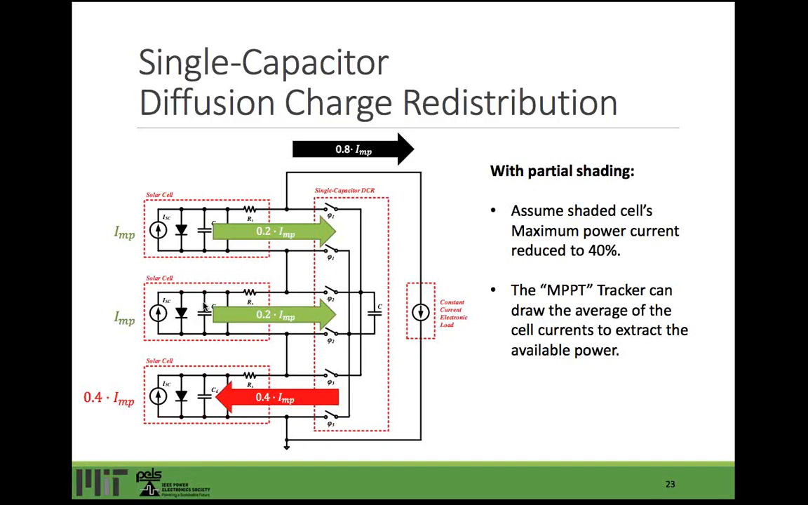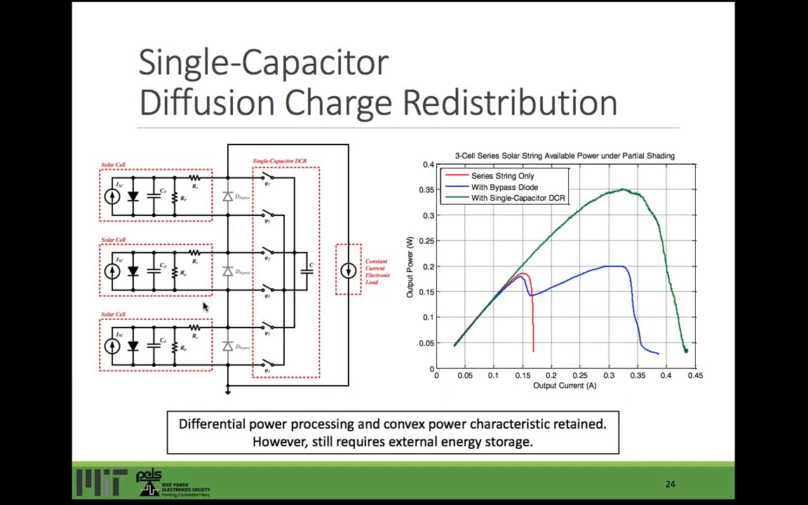If the diffusion capacitance can indeed store this energy, then we should be able to draw 0.8 IMP out of the entire string without being limited by the bottom cell's current generation capability. And when this charge balance happens, it will be as if the solar cells are all being placed in parallel. So we actually put this to a real test in an experiment.